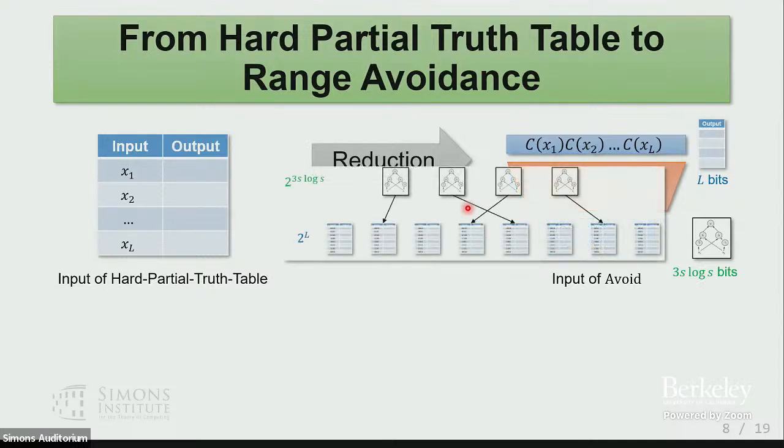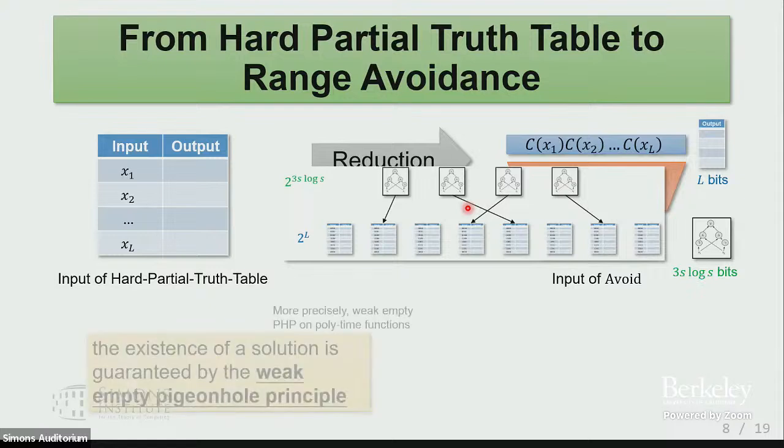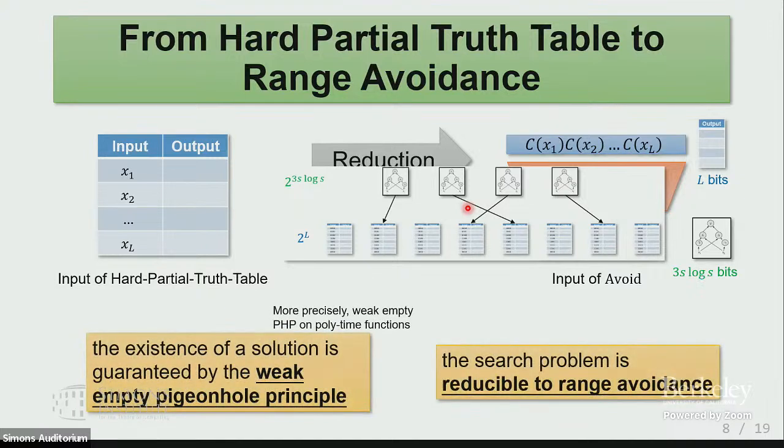Yeah, so this is exactly what was happening in our so-called probabilistic method proof. And what this circuit does is it maps this circuit to the truth table. So you can see that I mentioned two things before. The first thing is the existence of a solution is granted by the weak empty pigeonhole principle. And the second thing is that the search problem is reducible to range avoidance. And they are the same thing.